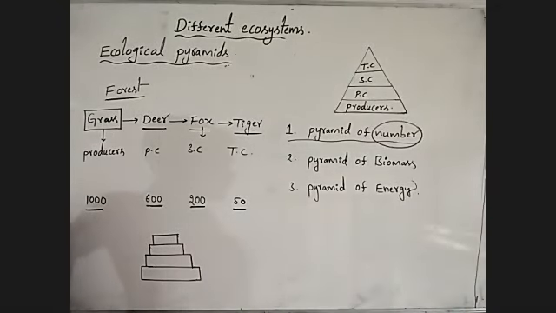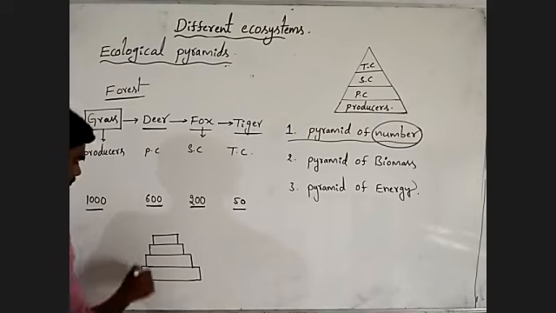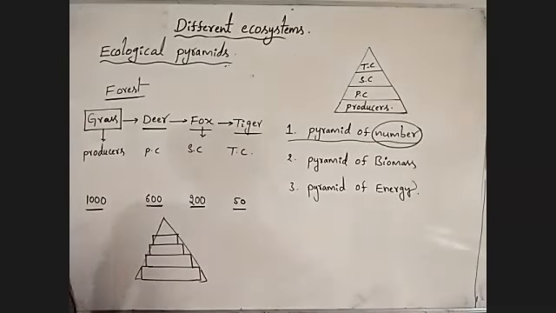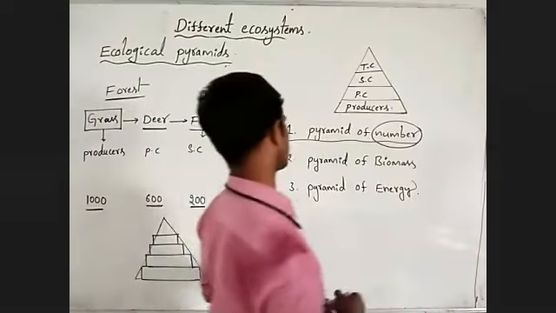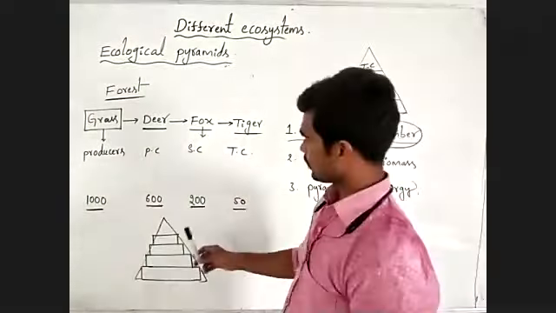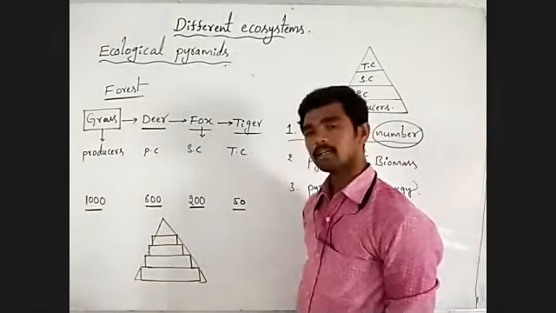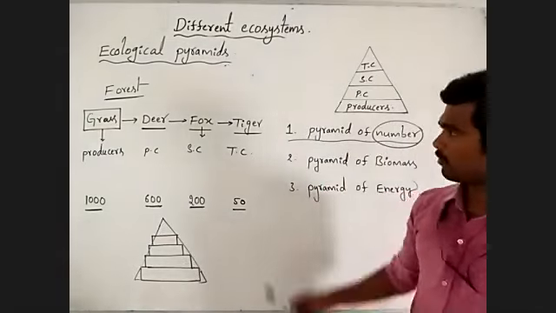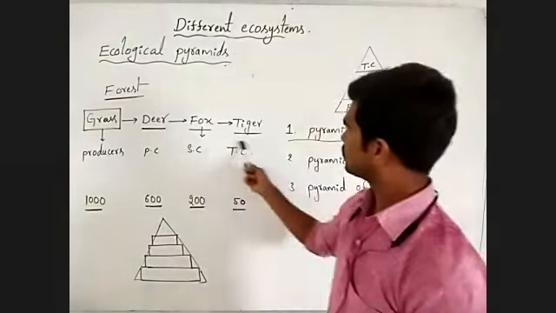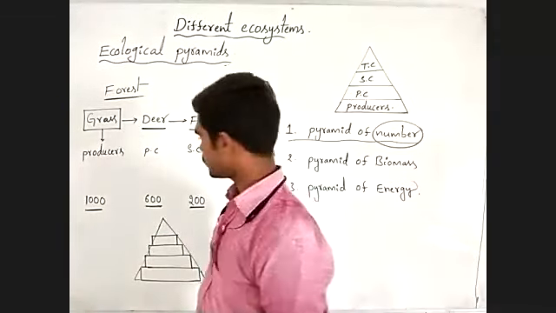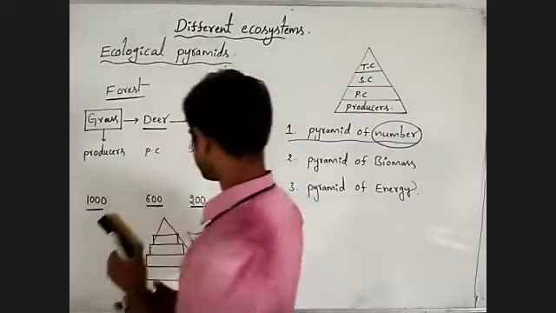Observe the ecological pyramid here. This is an upright pyramid. This is an upright ecological pyramid. Okay, this is the pyramid of number. In the forest ecosystem, this is the pyramid of number for this food chain. Understanding? Observe carefully.